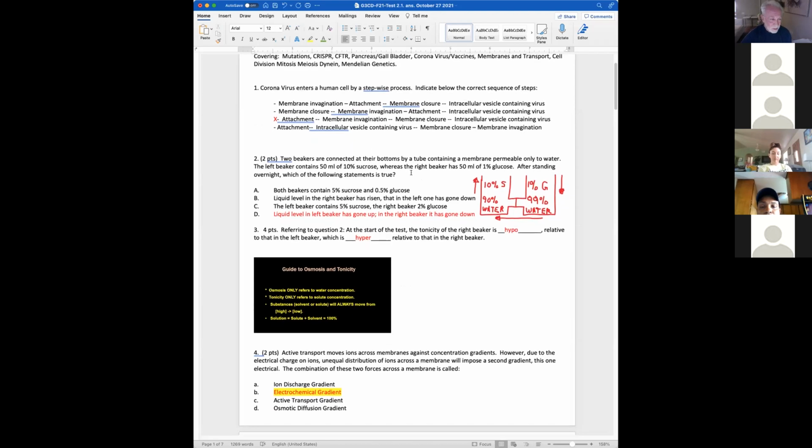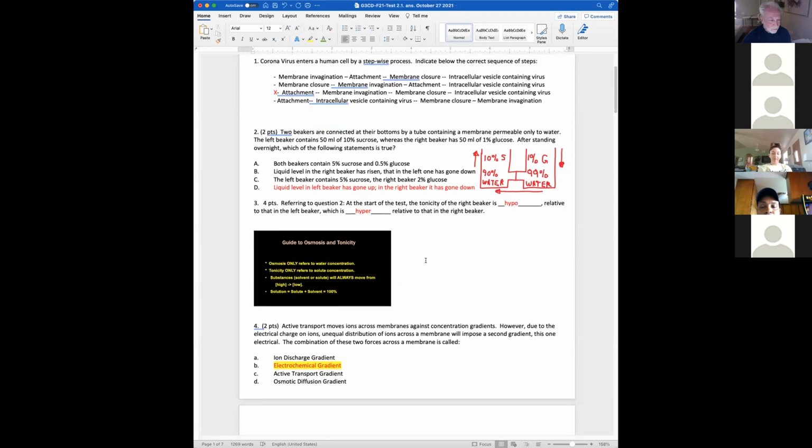The second question is about osmosis, membrane permeability. And before going into this, let me remind you that anytime you have a question on this topic, refer to this guide to osmosis and tonicity, which I've gone over several times, but if you adhere to these rules, you'll get it right every time.